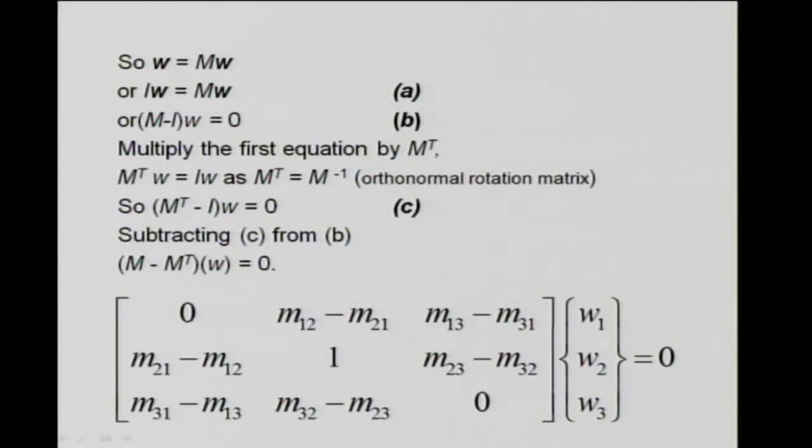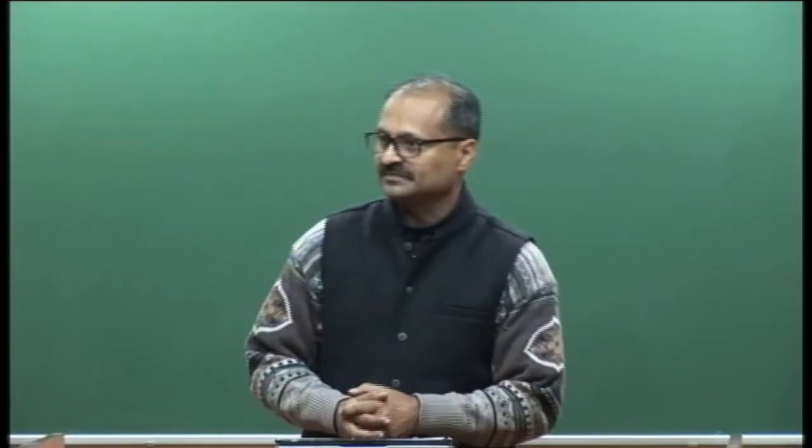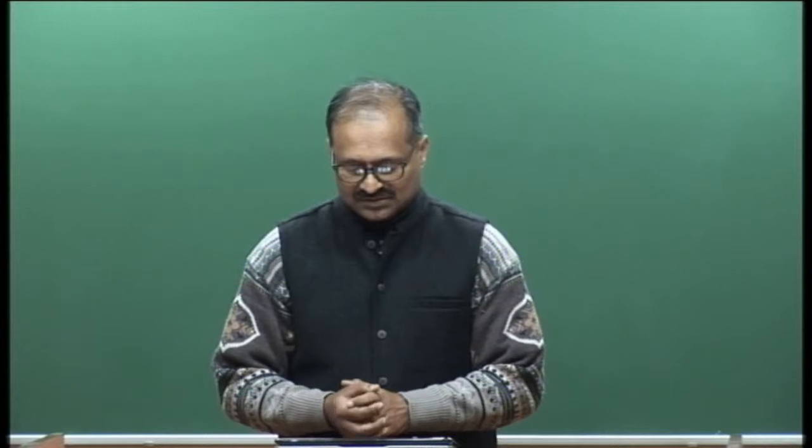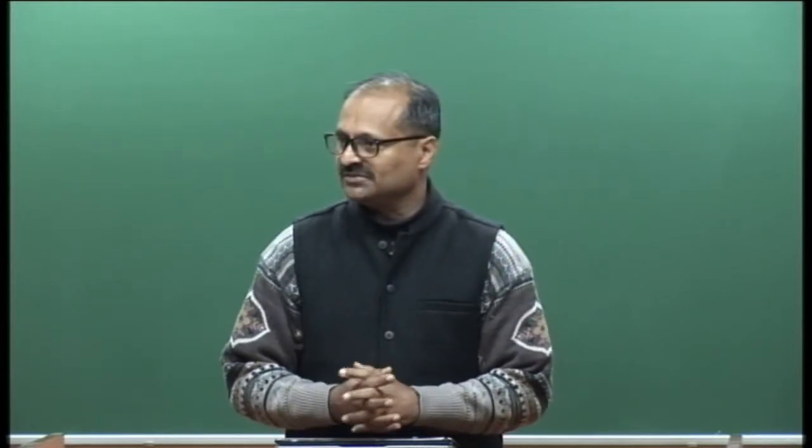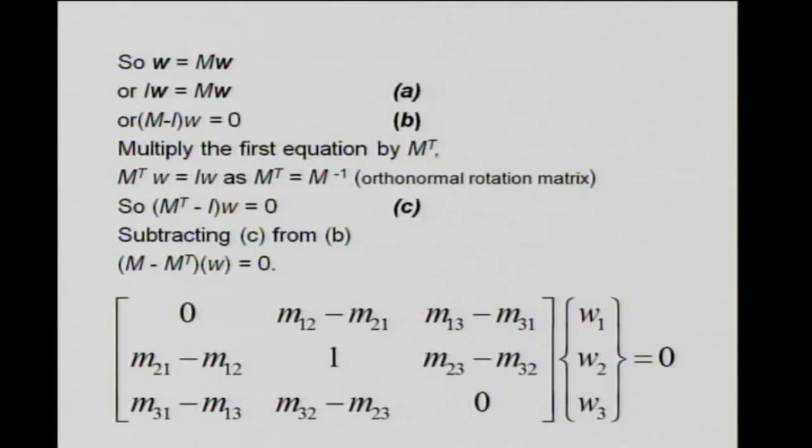Subtract this equation and this equation, and you get it in this form: M minus M transpose times W is equal to 0. So you get a nice matrix equation like this. M minus M transpose, that is why you get terms like M12 minus M21. So we should be able to solve this equation to find W1, W2, and W3. Yes, no?